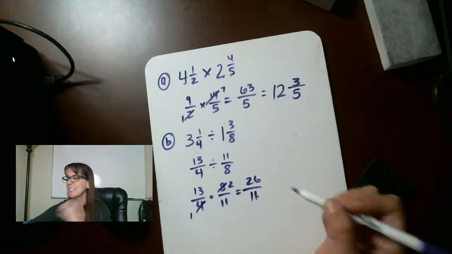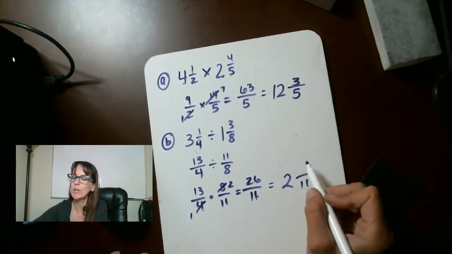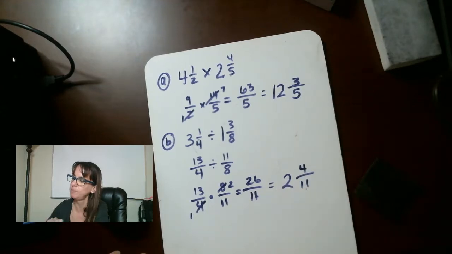11 goes into 26 2 times. 11 times 2 is 22. Up to 26 is 4. Any questions on that? All right.